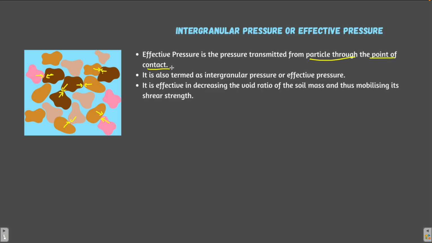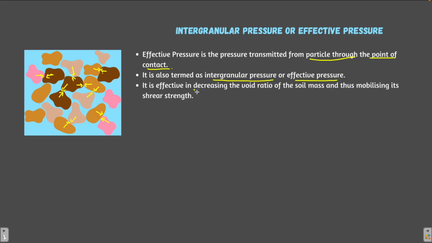This is the effective pressure. Effectively, the force divided by the area of contact will give you the effective pressure. It is also termed as intergranular pressure. And why is it called intergranular pressure? Because it takes part grain to grain. Whenever the grains of the soil are in contact, they exert pressure on each other, and therefore it is called intergranular pressure. Now, why is it called effective pressure?